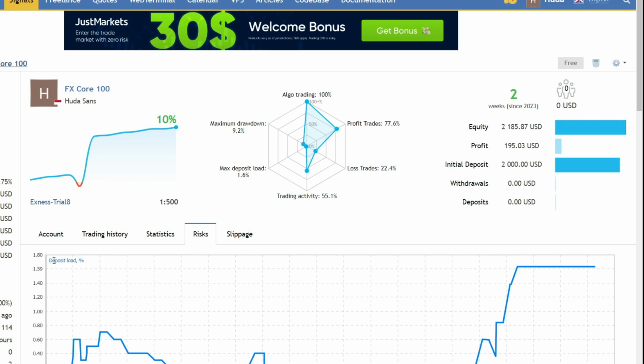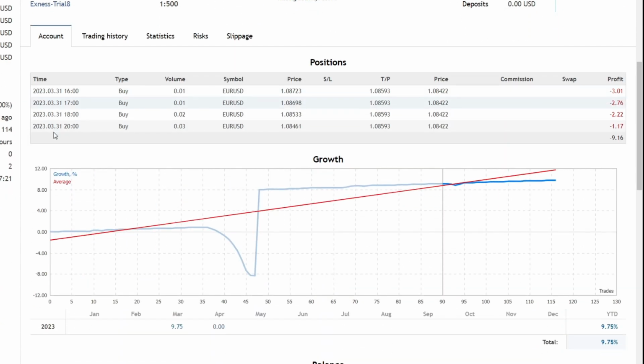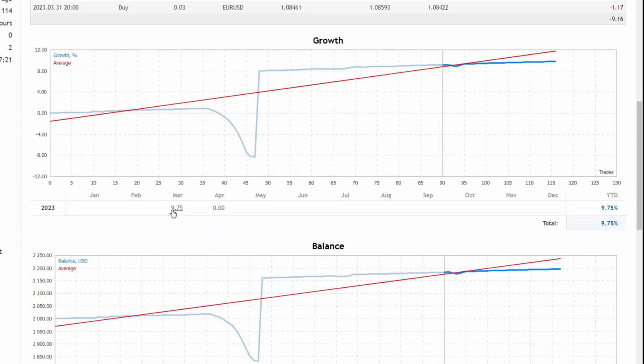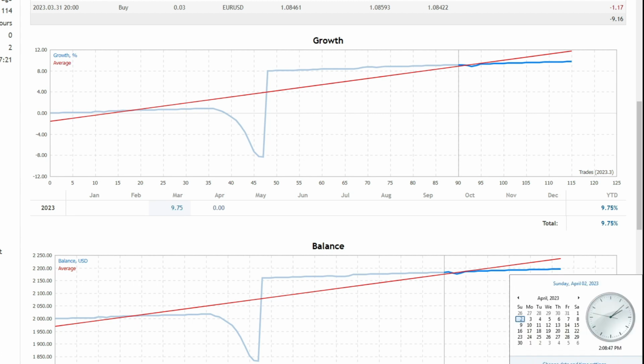Here I use a capital of $2,000. Profit generated for 1 week is more than $195. The drawdown that occurred was around 9.2% and the profit ratio was 77.6%. Growth information: trading in March got 9.75% profit, and in April it's still 0% because when the video was made it was still Sunday, April 2nd.